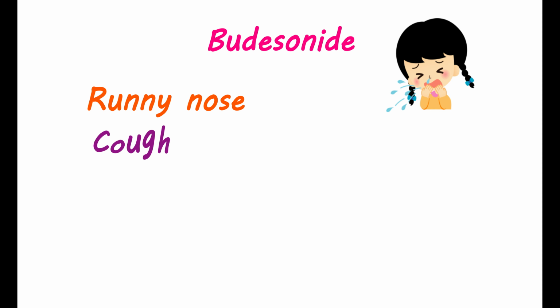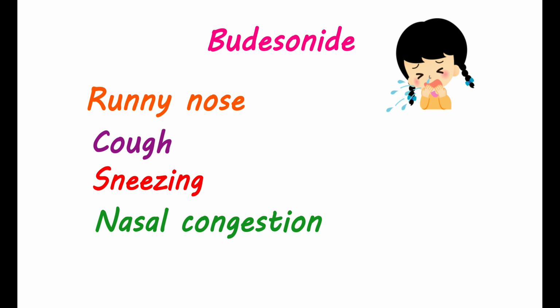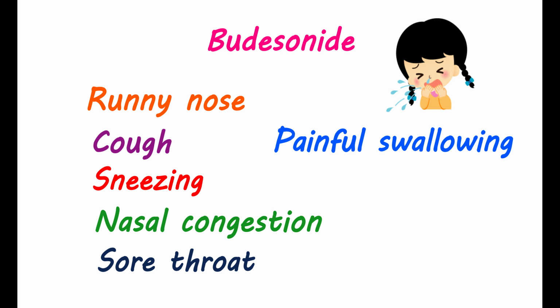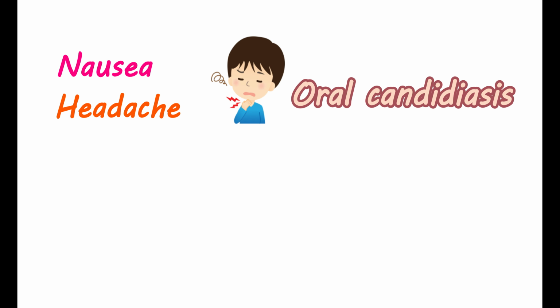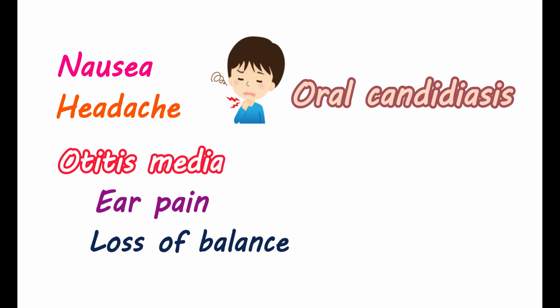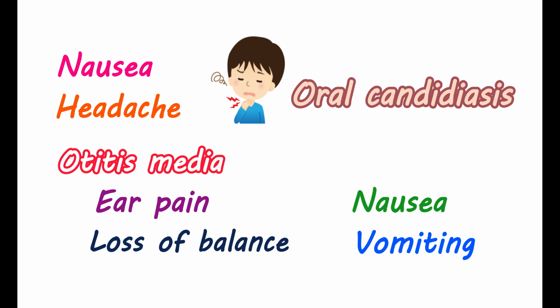Side effects. With the use of budesonide, you may get local reactions like runny nose, cough, sneezing, nasal congestion, sore throat, and painful swallowing. You may also have nausea, headache, and oral candidiasis. Back pain and fever may also be observed. You may also get another condition called otitis media. It is an ear infection that results in ear pain, loss of balance, nausea, and vomiting. Since budesonide reduces immunity, it may increase such infections in your ear.